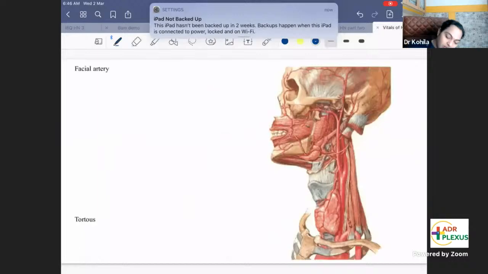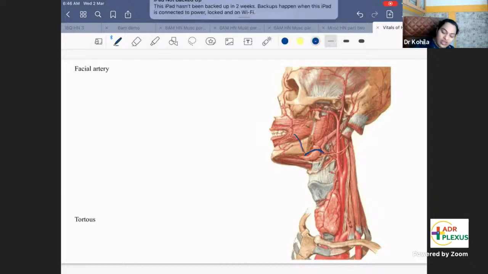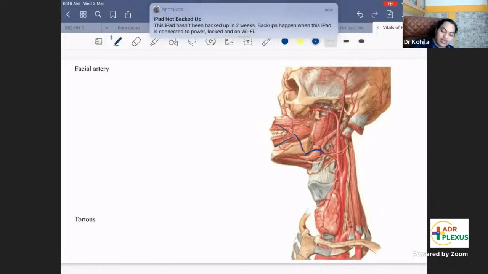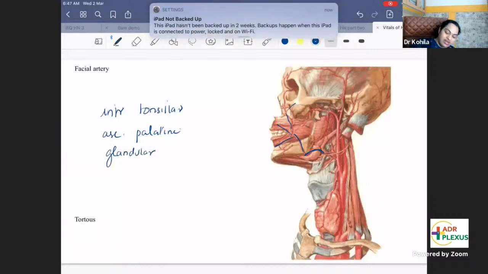Facial artery, all that I ask you to remember is that it goes in the neck and in the face. The neck branches are very important: inferior tonsillar, ascending palatine, branches to supply the submandibular gland, and submental branch. These are the branches of the facial artery given off in the neck region before it enters the face. The face branches you can tell: inferior labial, superior labial, lateral nasal, angular, all that.